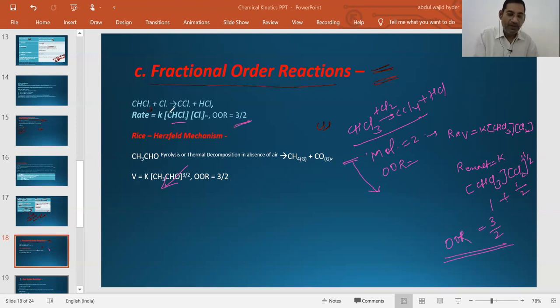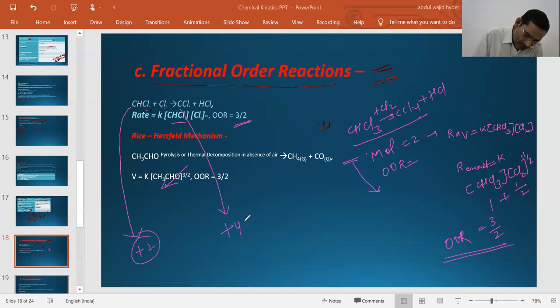So in case of chlorination of chloroform, I have said chlorine, sorry. Chlorination of chloroform. See, here I'll explain one thing. What is the oxidation number of carbon here? The oxidation number of carbon here is +2. And what about this carbon? It is +4. So there is an increase in oxidation number. What does it mean? Oxidation. So here oxidation of chloroform is taking place.